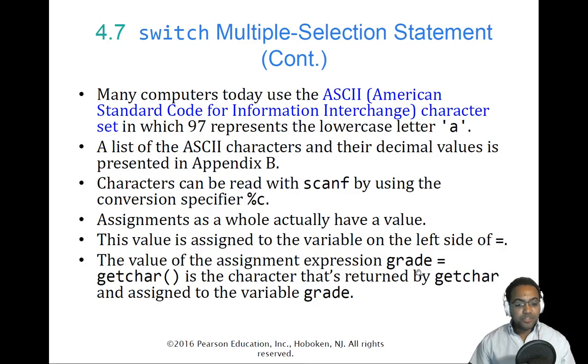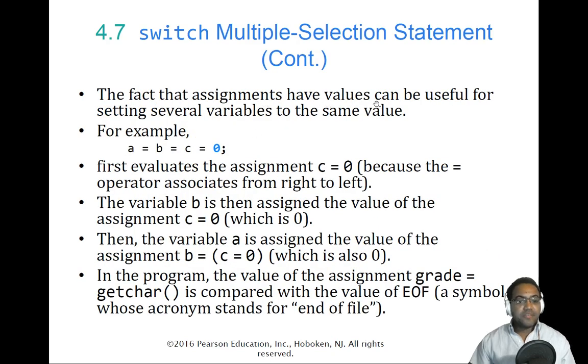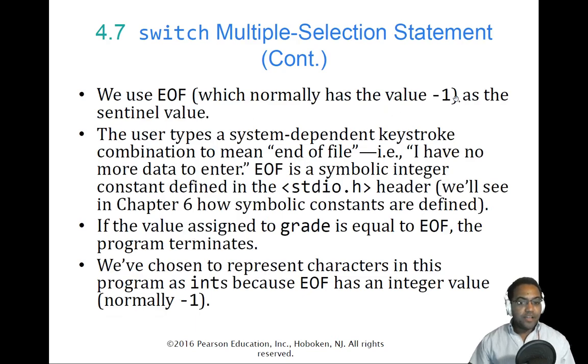The value of the assignment expression grade equals getchar is the character returned by getchar and assigned to the variable grade. The fact that assignments have values can be useful for setting several variables to the same value. For example, a equals b equals c equals 0, meaning that everything equals 0. That's what that means. We use end-of-file, which normally has the value of -1. -1 means the end in most situations. So if you said you want the array position -1, you're going to get the end of the array.